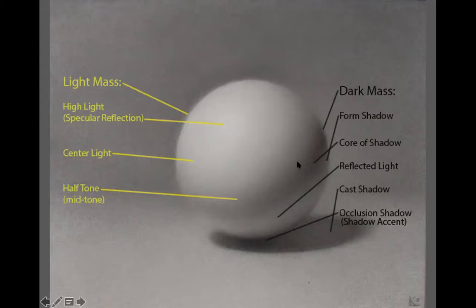We see here a halftone. Okay, so let's address that. What is the halftone? Something I haven't listed here is what's called the terminator. The terminator is the line on the object dividing the light from the shadow. So we see the terminator wrapping around the object here. That's the point on the object where there's no longer illumination and the object drops into shadow.